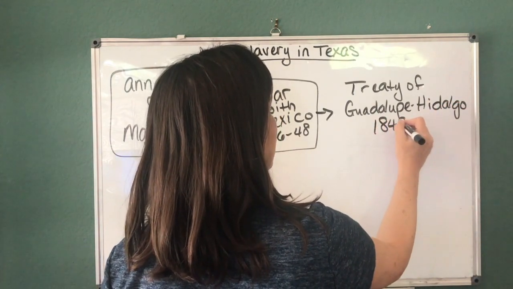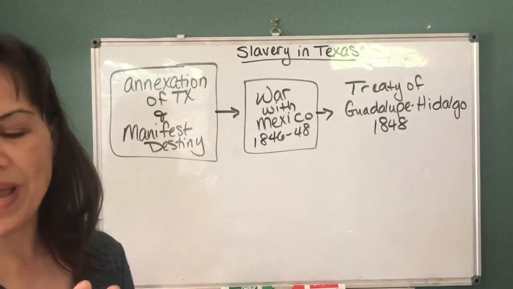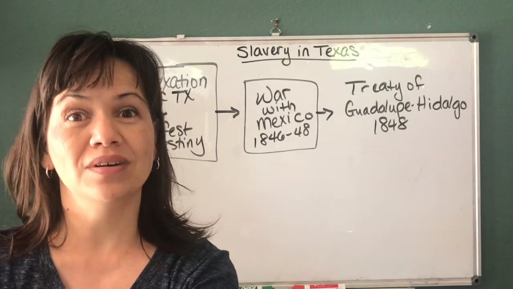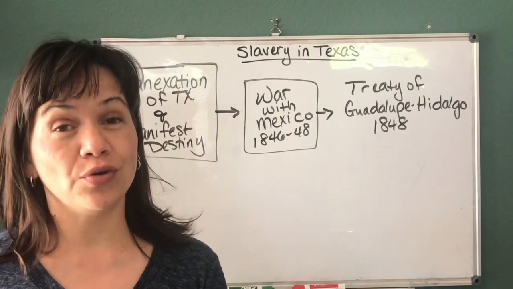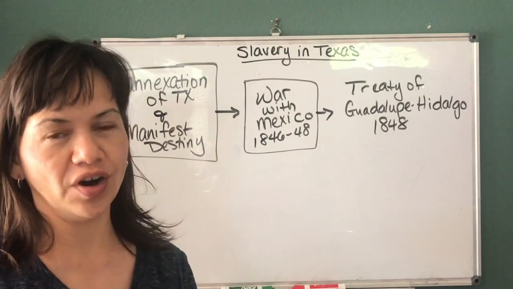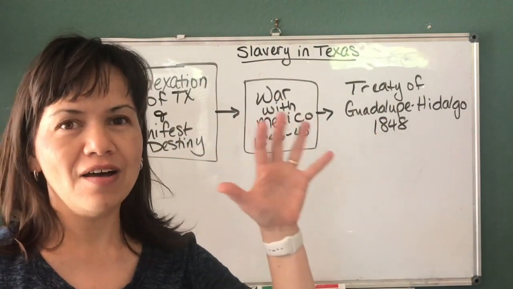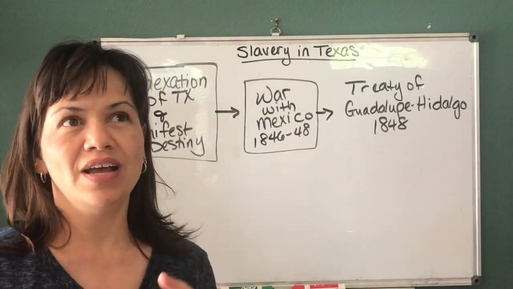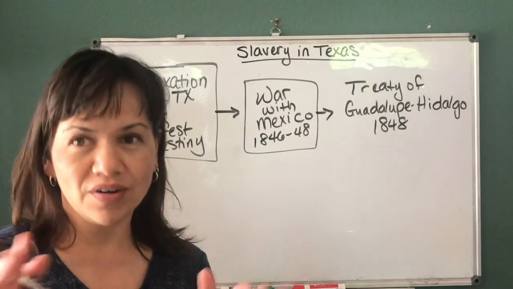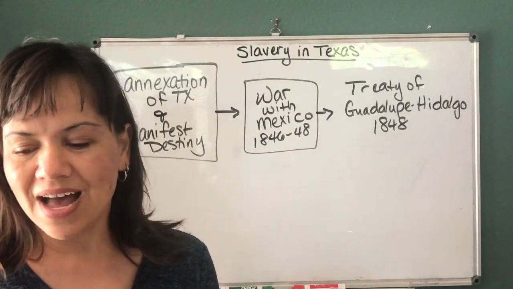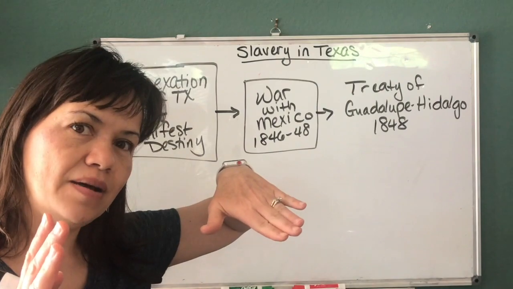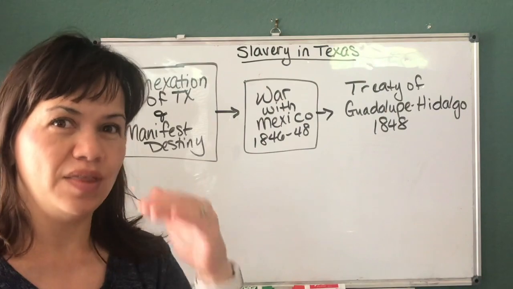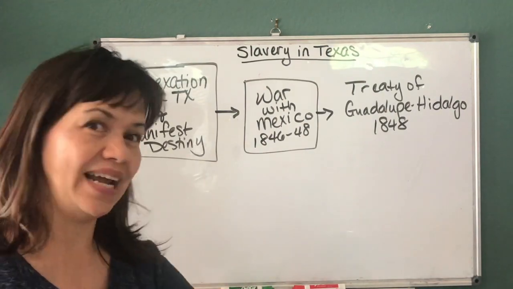In 1848. And in that treaty, Mexico agreed to cede their land, to hand over the northern third of their land to the United States. So modern day California, Utah, Arizona, New Mexico, part of Colorado, a little bit of Wyoming, and the Rio Grande as the official border between the United States and Mexico.